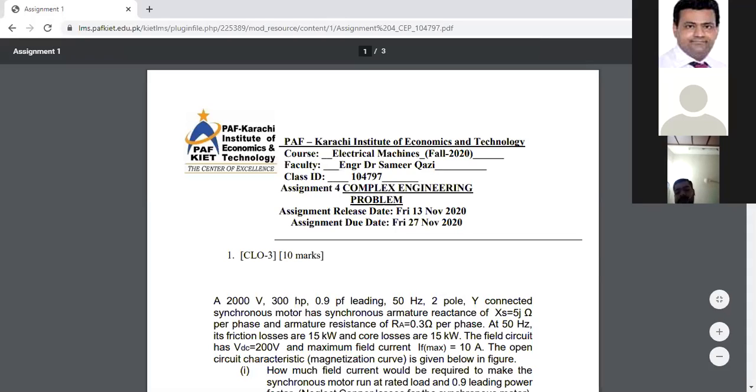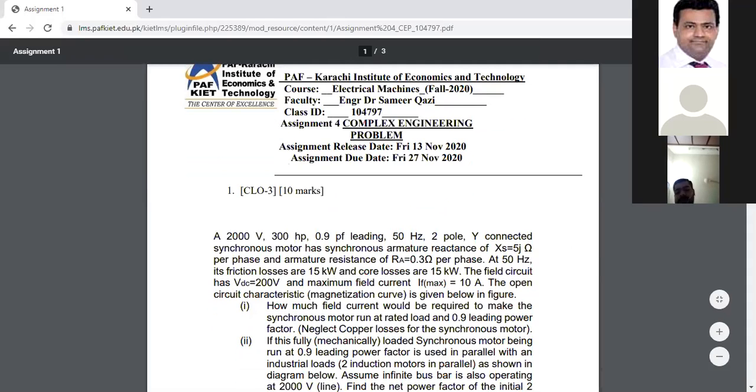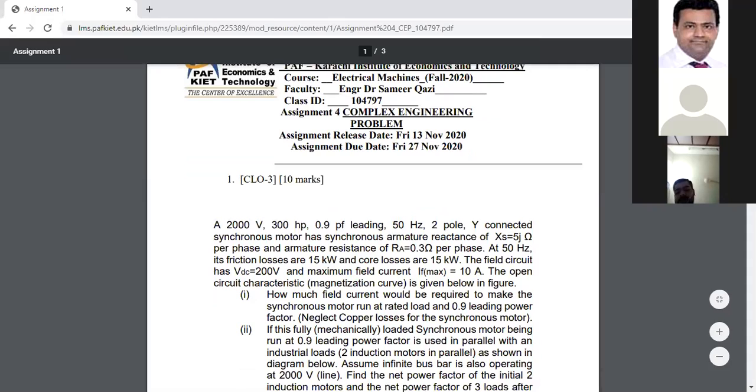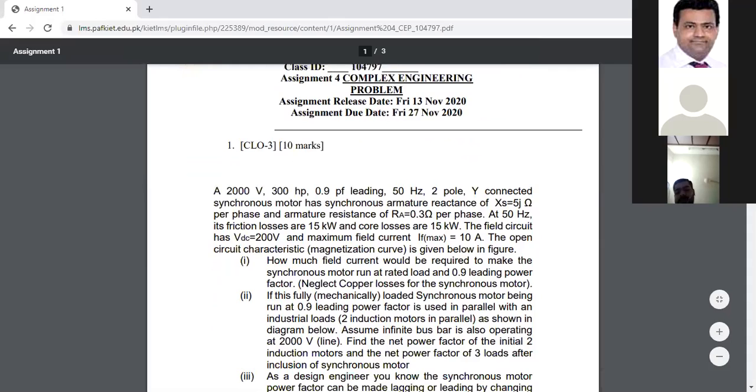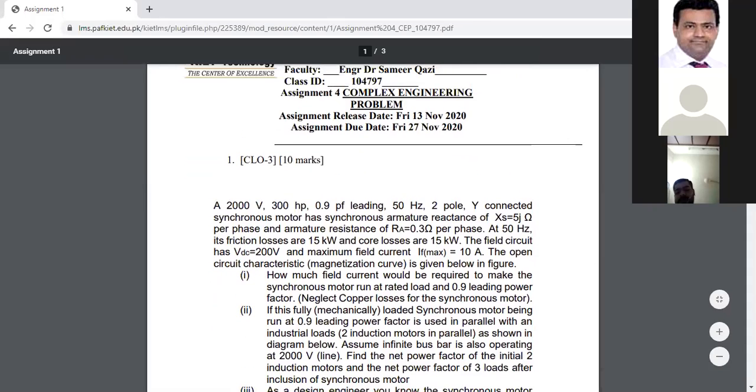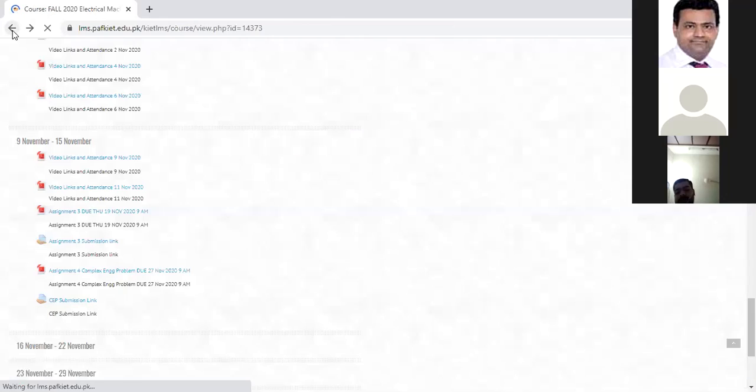Okay, so it says it is released 13 November, and 27 November after 2 weeks it is due, and the due time is 9 a.m. On the LMS, the time is also mentioned. So if you look at the LMS for assignment 3, the due time is also 9 a.m., and for the complex engineering problem it is also 9 a.m.